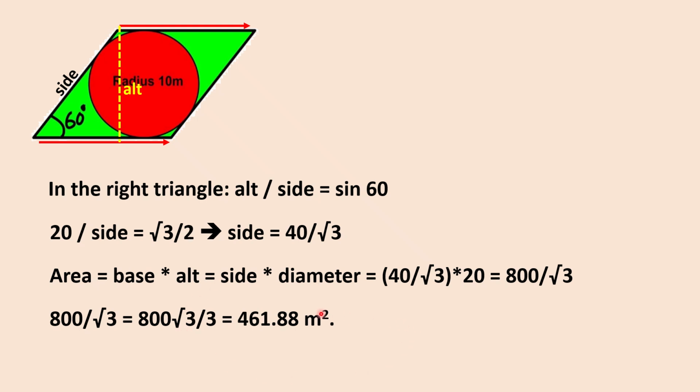461.88 square meters. So area is base into altitude because a rhombus is also a parallelogram. The base is the side and the altitude is the diameter. So 40 by root 3 into 20, 800 by root 3, that will give you 461.88. So using trigonometry, we are getting the same answer, 461.88.